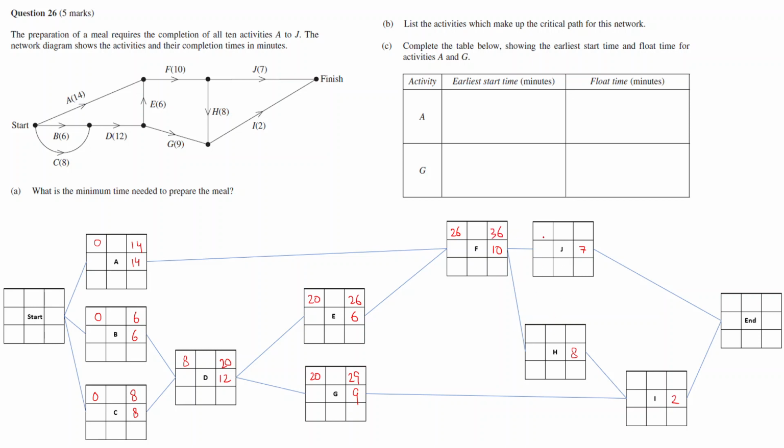H and J both will start at 36. 36 plus 7 is 43, and 36 plus 8 is 44. Okay. Again, I depends on H and G. We'll take the maximum of 44 and 29, so 44 will come here. So you've got 44. 44 plus 2 is 46.